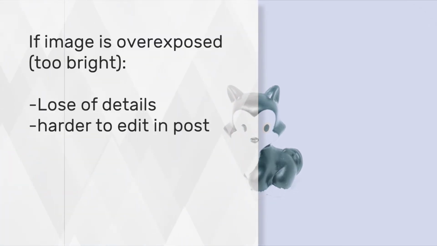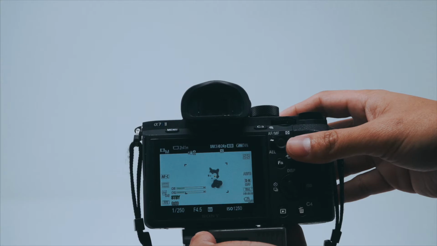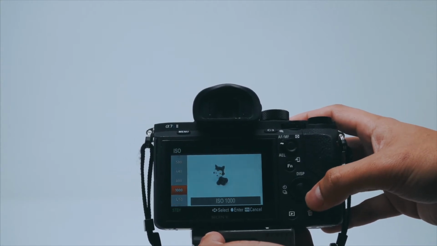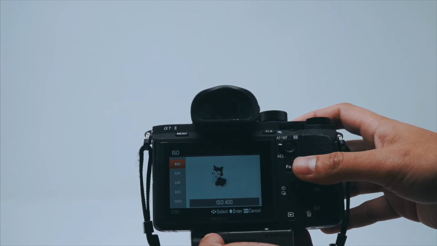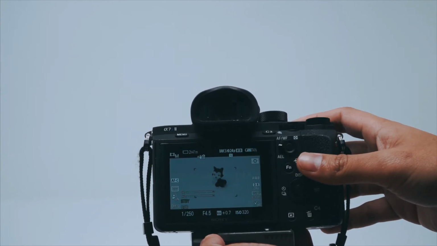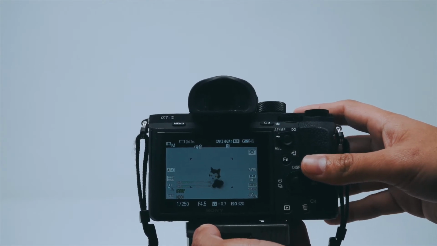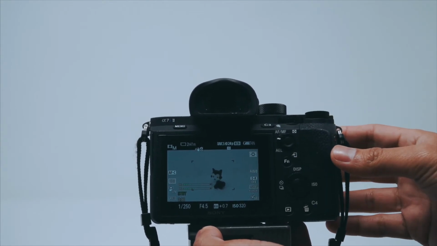What happens if the image is too bright? You can lose the details in the object. The popular term for this is what we call a blown out image. So now we will adjust the ISO and see if we can get the same exposure. Okay, so I ended up with ISO 320 to get the same exposure.